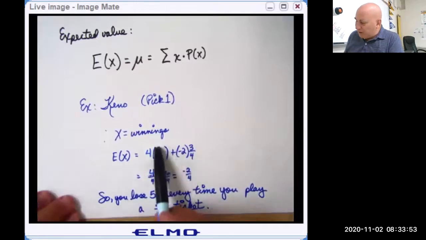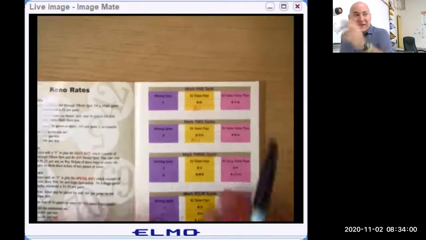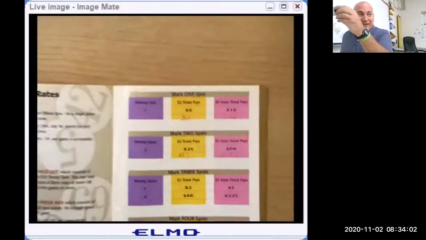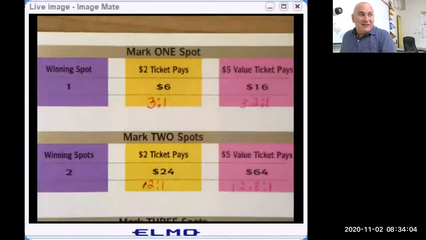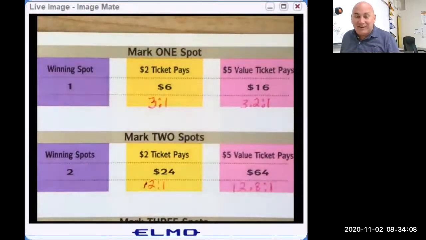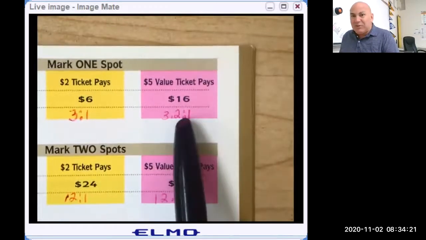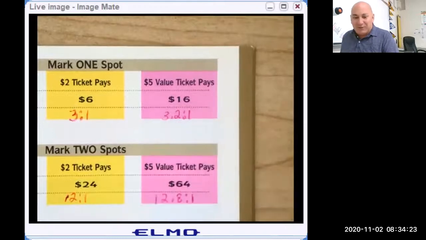So you're going to win 1/4 of the time. But that one time you win, you're only getting 3-to-1. You're only getting 3 times your bet, not 4 times. If it was 4 times your bet, you'd come out even. But it's only 3 times. Even still, here you're doing a little better. You're at 3.2, but you still need 4-to-1 to break even.